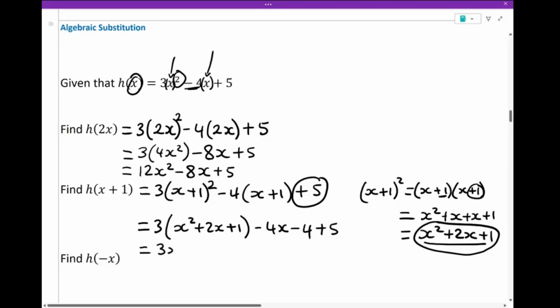Now, we also have to expand this bracket here by multiplying by 3. So we get 3x squared plus 6x plus 3 when we multiply all 3 of those terms by 3. Then subtract 4x, subtract 4, plus 5.